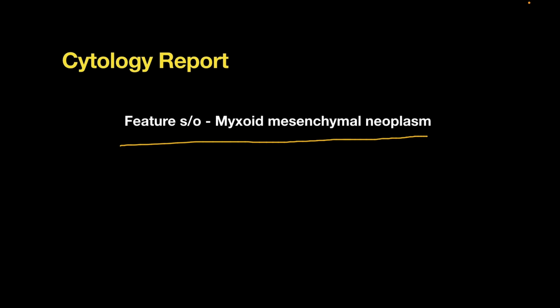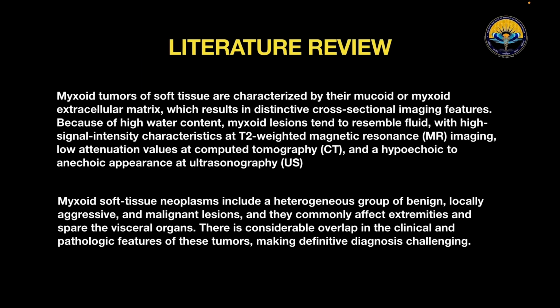Now let's talk about the literature review on it. Myxoid tumors of soft tissue are characterized by their mucoid or myxoid extracellular matrix, which results in distinctive cross-sectional imaging features. Because of high water content, myxoid lesions tend to resemble fluid, with high signal intensity on T2 weighted images, low attenuation values at CT and a hypoechoic to anechoic appearance at ultrasonography.